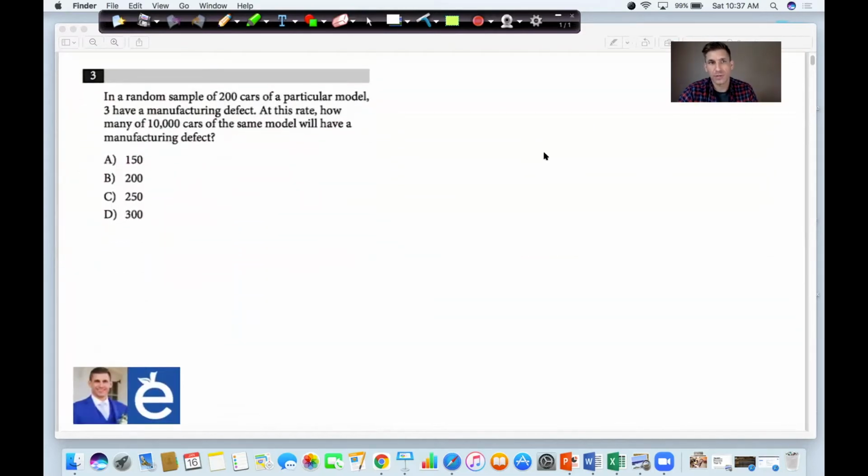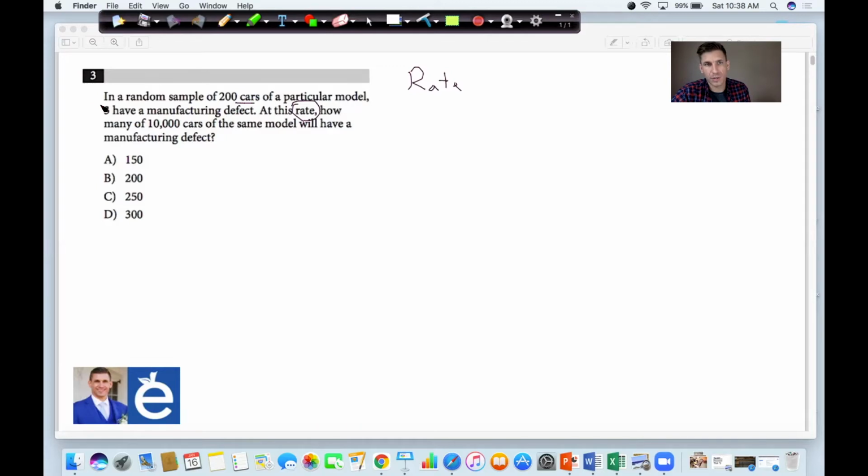All right. So here, the first type of problem states: in a random sample of 200 cars of a particular model, three have a manufacturing defect at this rate. The moment that they say rate, you should be registering that this is some sort of rate and proportion problem. It says, how many of 10,000 cars of the same model will have a manufacturing defect? Well, you want to notice the units, because this doesn't have to be cars. It could be any sort of ratio and proportion problem.